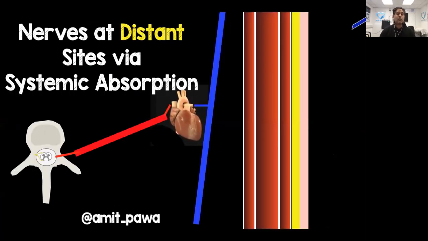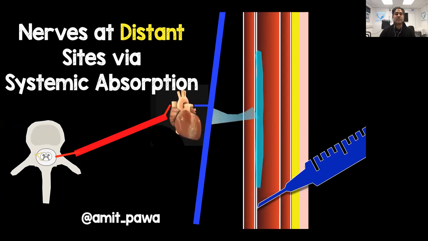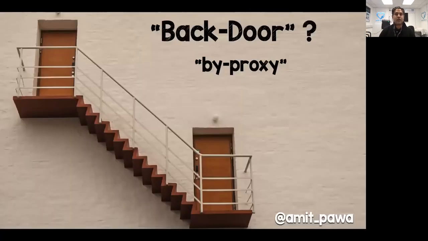And lastly, we talked about the fact that local anesthetic may act at nerves at distant sites via systemic absorption. Here you can envisage local anesthetic molecules going into the circulation and going to some remote site. I also want to focus on this concept of getting there by the back door, or by proxy. And we coined this term when we were talking about the erector spinae plane block.